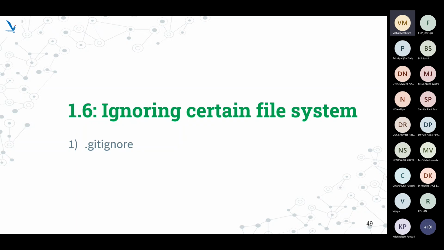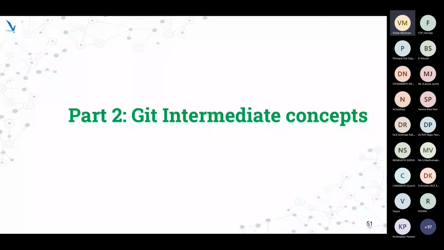You can ignore certain files. For that purpose we use the .gitignore file. What you have to do is create one new file called .gitignore, and whatever you put inside that .gitignore will be ignored by the Git tool. Okay, so remember this. I'm skipping this part because I want to cover the most important part.